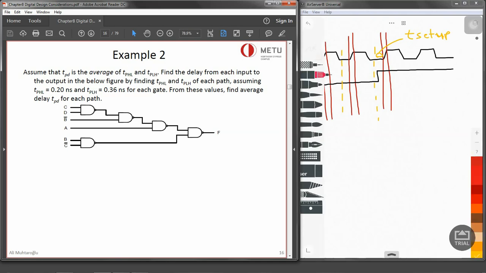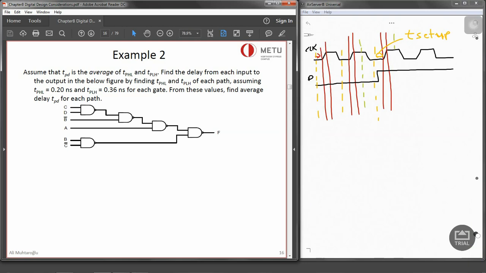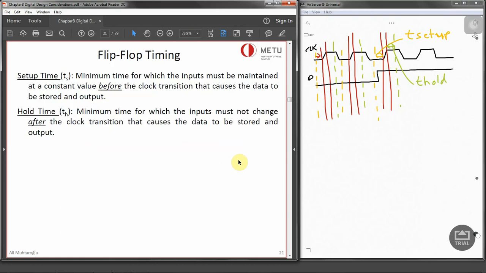On the other hand, after the clock rises, we need a short amount of time where the input has to stay stable. This is known as T hold, the hold time. So before the rising edge of the clock, we need a short amount of time that our input needs to be stable, and after the rising of that clock, we need a short amount of time to hold the valid input there. Okay? And this is known as setup time and hold time. Descriptions are given, as I already stated.